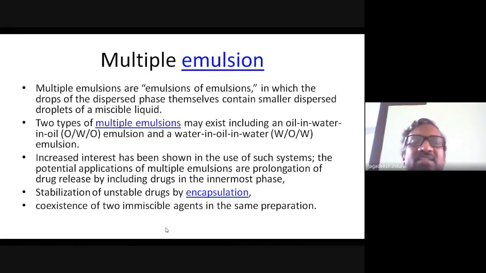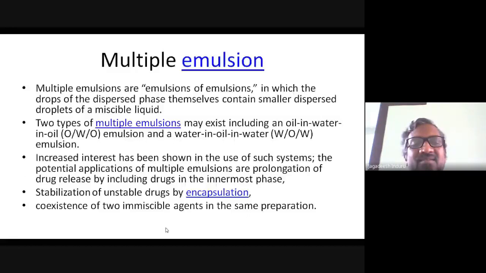So multiple emulsions are emulsions of emulsions in which droplets of the dispersed phase themselves contain smaller dispersed globules present in them. There are two types of multiple emulsion. One is oil in water in oil, and another is water in oil in water. So O/W/O and W/O/W. They are of increasing interest because they have sustained release, prolongation of action, a taste masking effect, and increased stability. So we are going to have them as a delivery system.